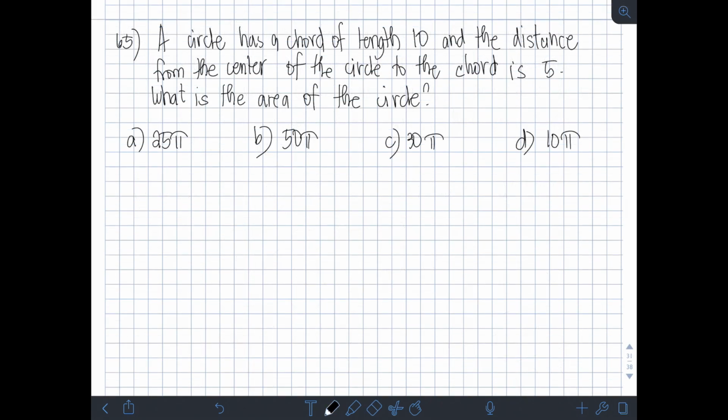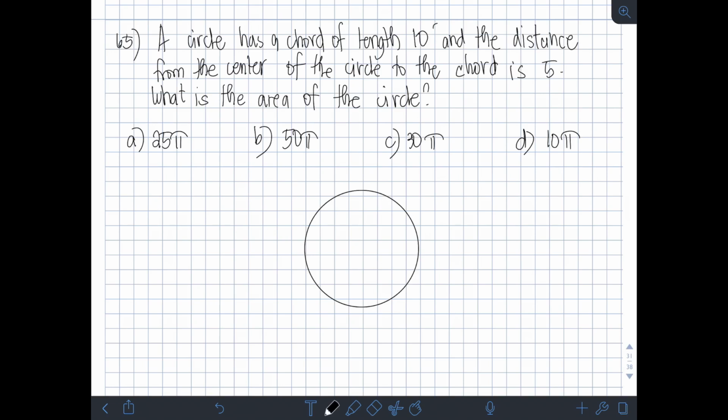Okay? Next, we have a circle has a chord of length 10 and the distance from the center of the circle to the chord is 5. What is the area of the circle? Okay, so draw tayo ng circle. So, sabi, meron daw chord yung circle of length 10.